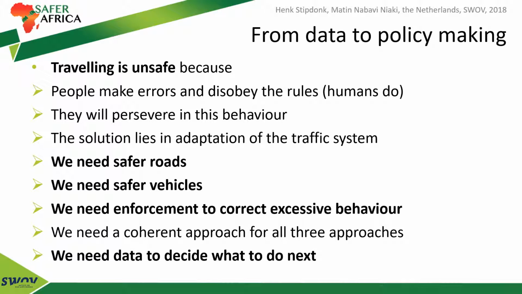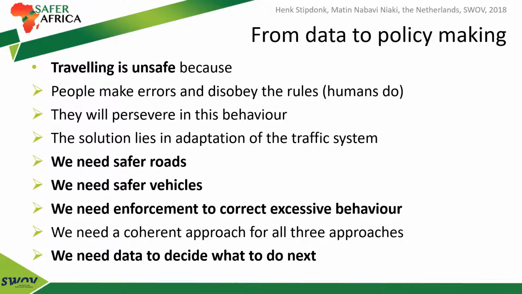This sheet describes the essentials of the safe system approach. Traveling is unsafe, and the reason is people make errors and disobey the rules. That's why we speak of human behavior, and this is the premise for all effective policies, because we need to understand that this human behavior is not something we can change.